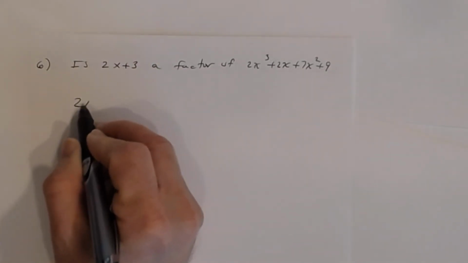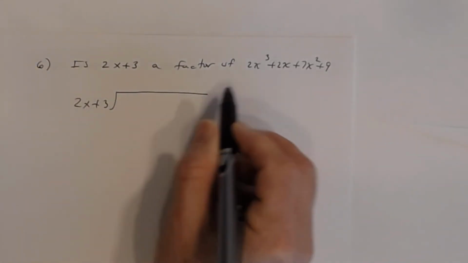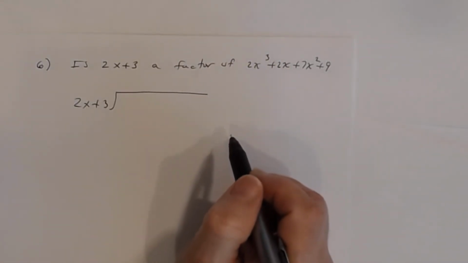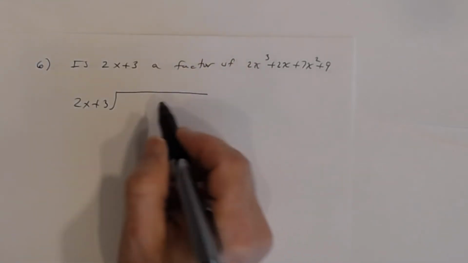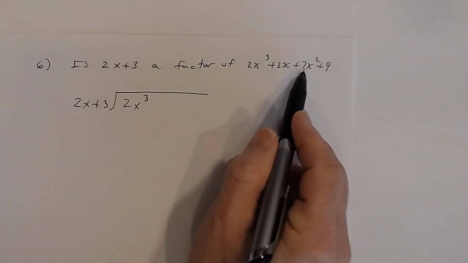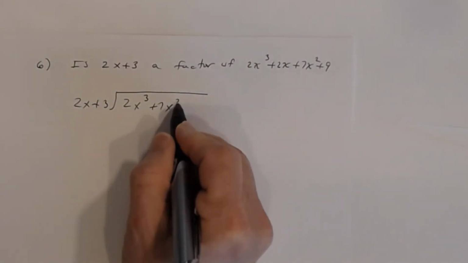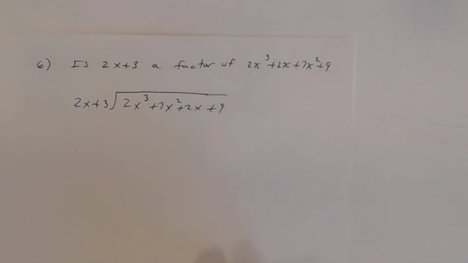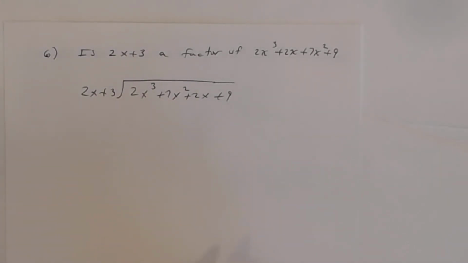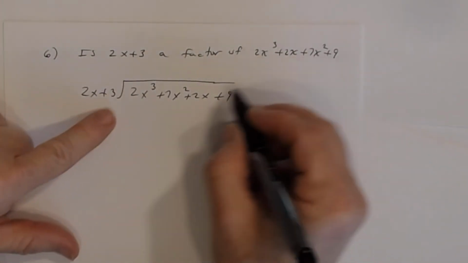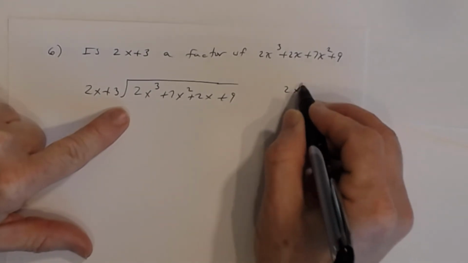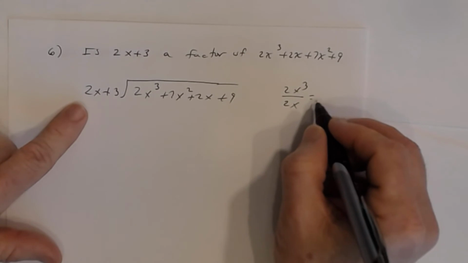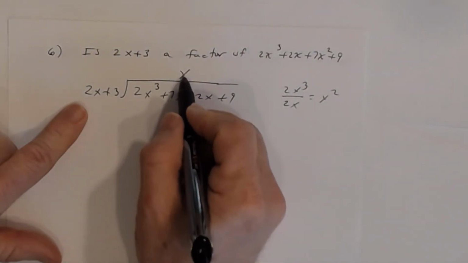So we're saying 2x plus 3 divided into, and remember last week, this has to be in descending order. Okay, so it's not in descending order, so be careful. 2x cubed plus 7x squared is next, plus 2x, and then plus 9. So make sure it's in descending order. Okay, now we do the long division. 2x cubed divided by 2x. 2 divided by 2 is 1. X cubed divided by x is x squared. So that's going to go here.